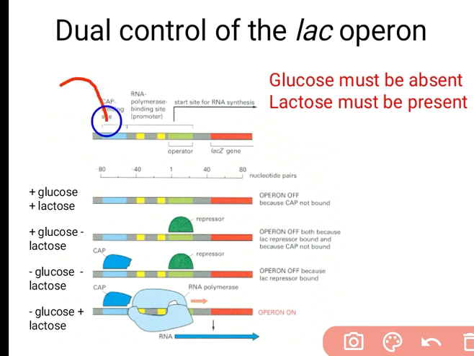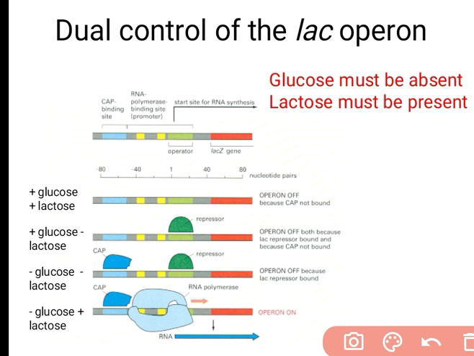Here is the CAP binding site, a promoter region where RNA polymerase binds. This is the operator, shown by a green coloration, and these are the structural genes. CAP binding site, promoter region where RNA polymerase binds, operator O, and structural genes. The four scenarios are there on the basis of presence or absence of glucose and lactose.